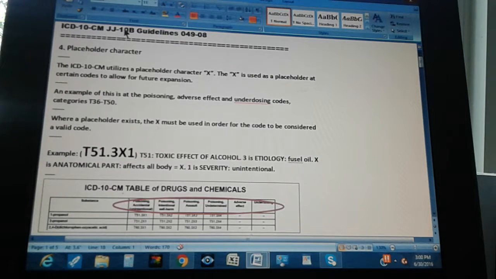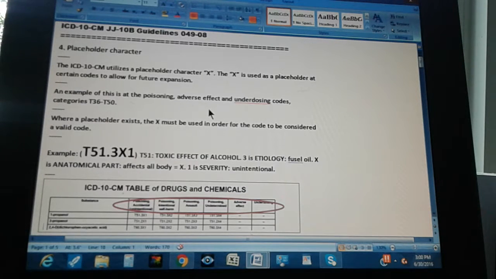ICD-10-CM, JJ-10B, Guidelines, page 49, part 8. Number 4, placeholder character. This is a new thing in ICD-10 because there was no placeholder character in ICD-9. It is totally new for ICD-10, and let's explain what it is. The ICD-10-CM uses a placeholder character, an X. The X is used as a placeholder at certain codes to allow for future expansion.